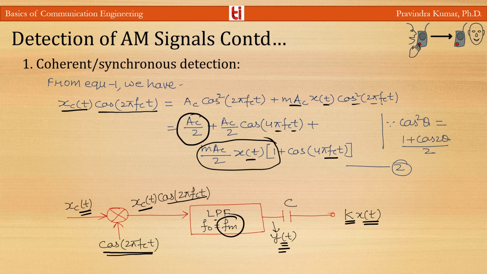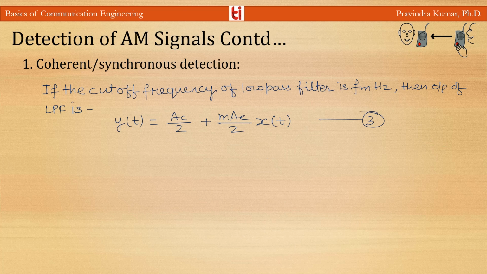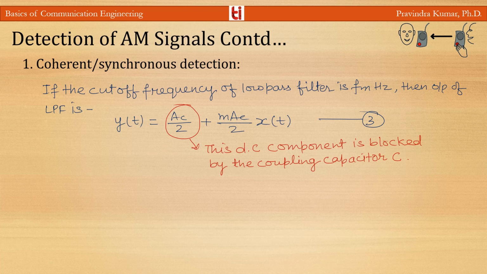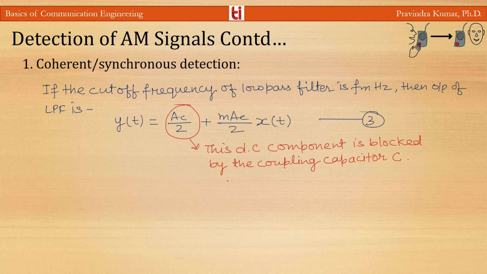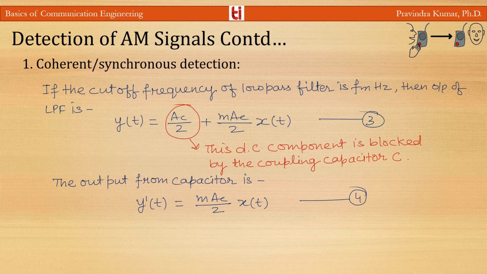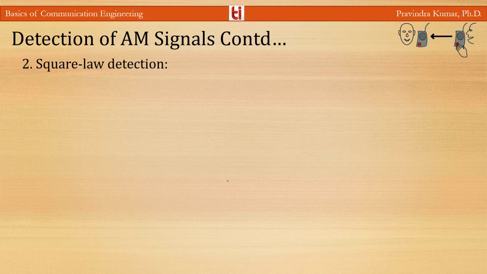These are the outputs from the filter, and the higher frequency components around fc are removed by the low pass filter. So the output y(t) will be Ac/2 + (m Ac/2) x(t). And this DC component is blocked by the coupling capacitor C. That's why after y(t), we have used this capacitor C that will block the DC component. The output from the capacitor will be (m Ac/2) x(t), which is a scaled version of the message signal x(t). It is not an easy thing to generate in the receiver a carrier signal of the correct frequency which is in phase with the carrier of the received signal. We will discuss this problem later, and now we will discuss the square law detection.